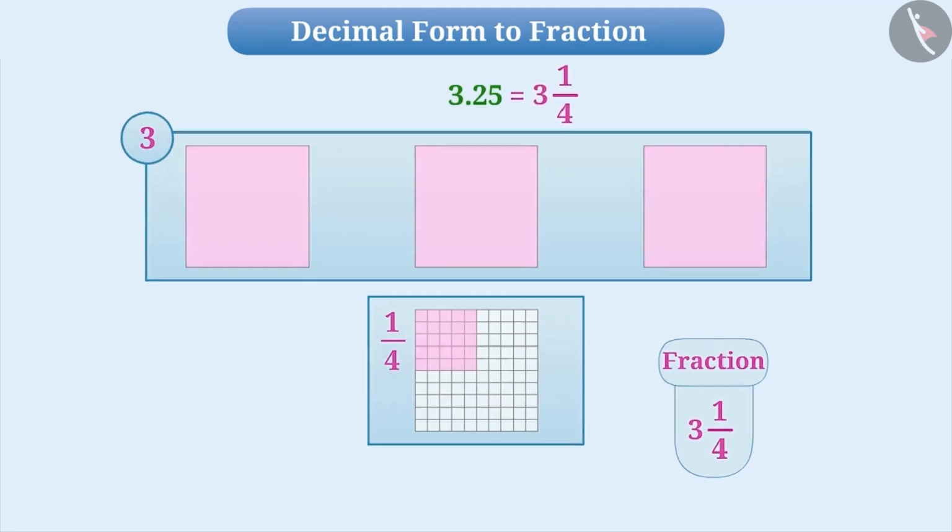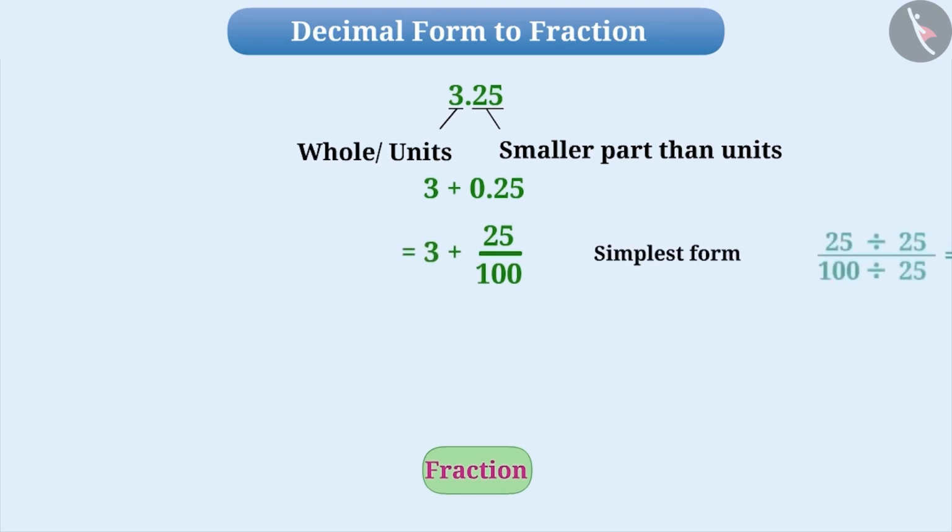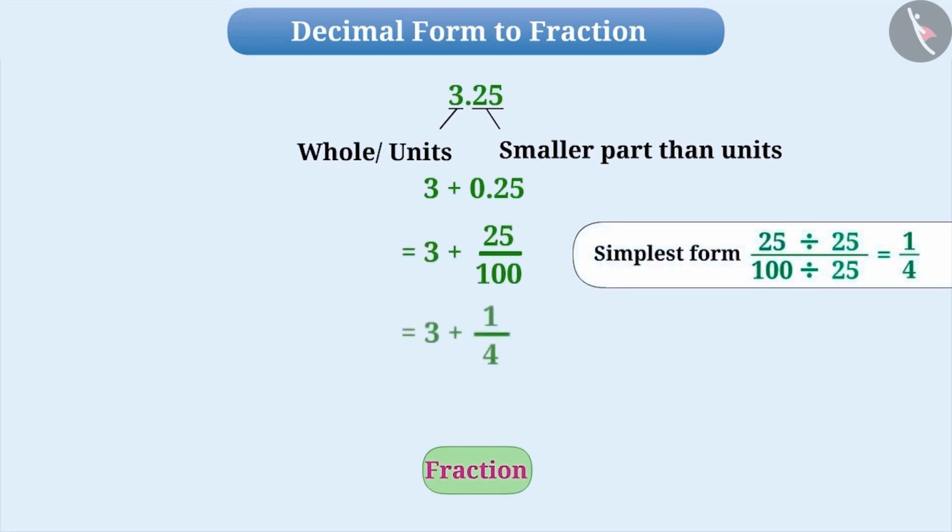In mathematics, to represent any decimal number in fractional form, we will separate the whole part and the part smaller than units. Then, we will represent the part smaller than units in fractional form. And we will find the simplest form of this fraction. Finally, we will write the whole part along with the part smaller than this.